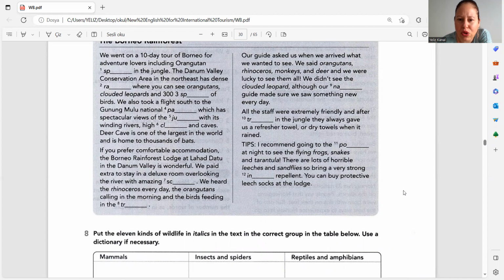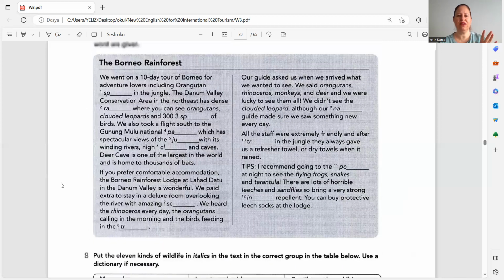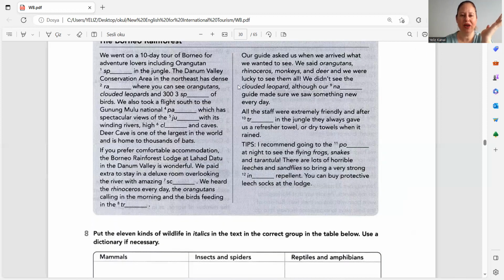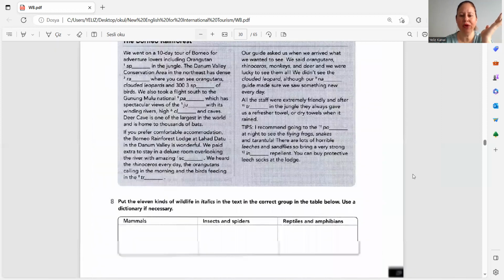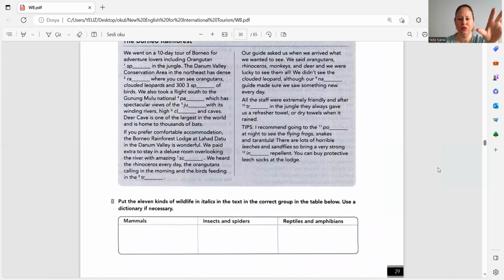And there are also flying frogs, snakes, tarantula, leeches, and sandflies. Very, very sweet, right? Okay, now we have these 11 kinds of wildlife. So we are going to put them in the correct group in the table below. We have mammals, insects and spiders, reptiles and amphibians.